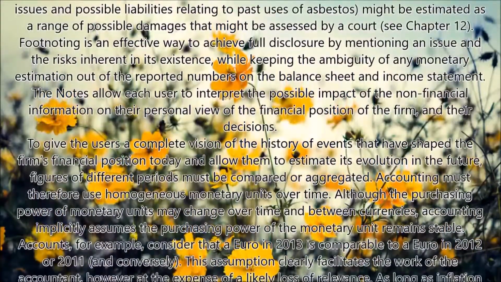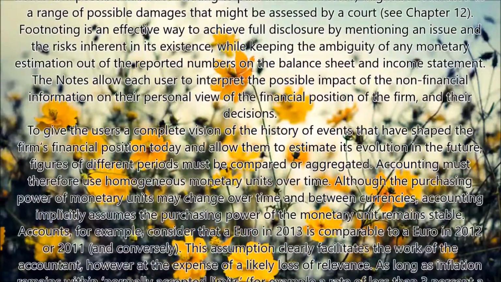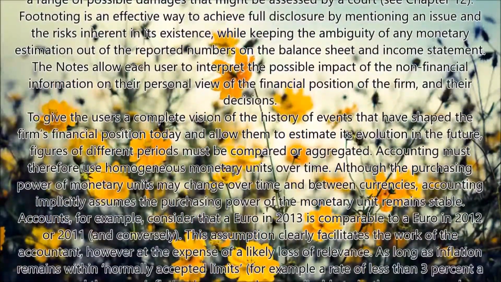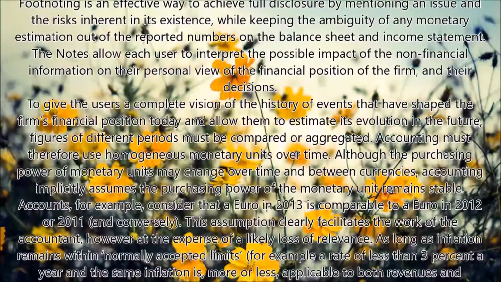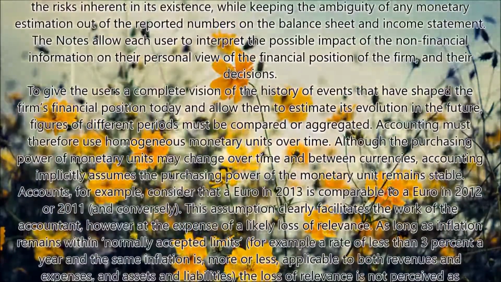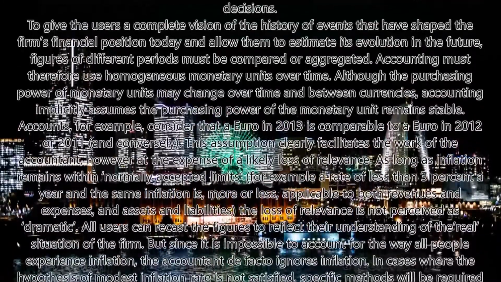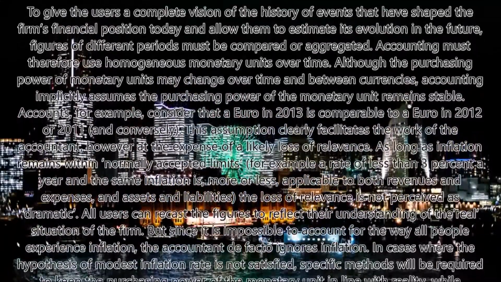To give the users a complete vision of the history of events that have shaped the firm's financial position today and allow them to estimate its evolution in the future, figures of different periods must be compared or aggregated. Accounting must therefore use homogeneous monetary units over time. Although the purchasing power of monetary units may change over time and between currencies, accounting implicitly assumes the purchasing power of the monetary unit remains stable. Accounts, for example, consider that a euro in 2013 is comparable to a euro in 2012 or 2011, and conversely.